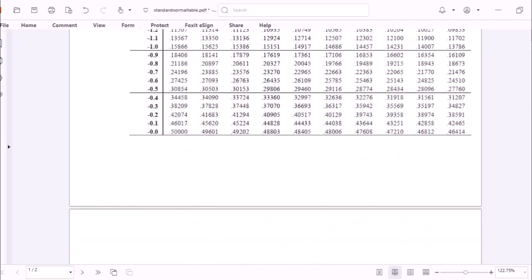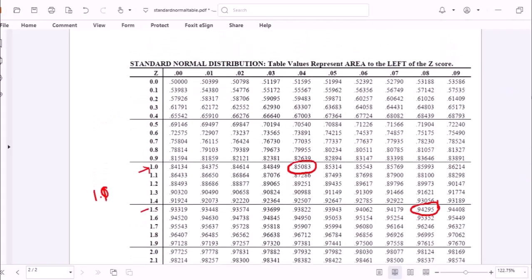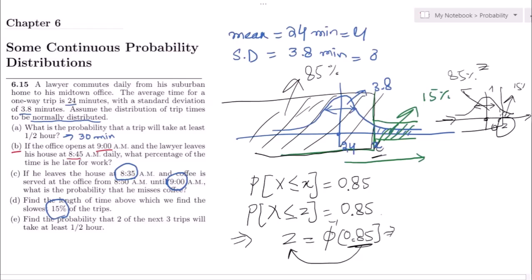So where is 0.85? Let me move down here. So 0.85 is this one. In the row it is 1.0, and in the column we have 0.4. So it is 1.04, and this is the value of z. So z is 1.04. Okay, so this is the value of z.